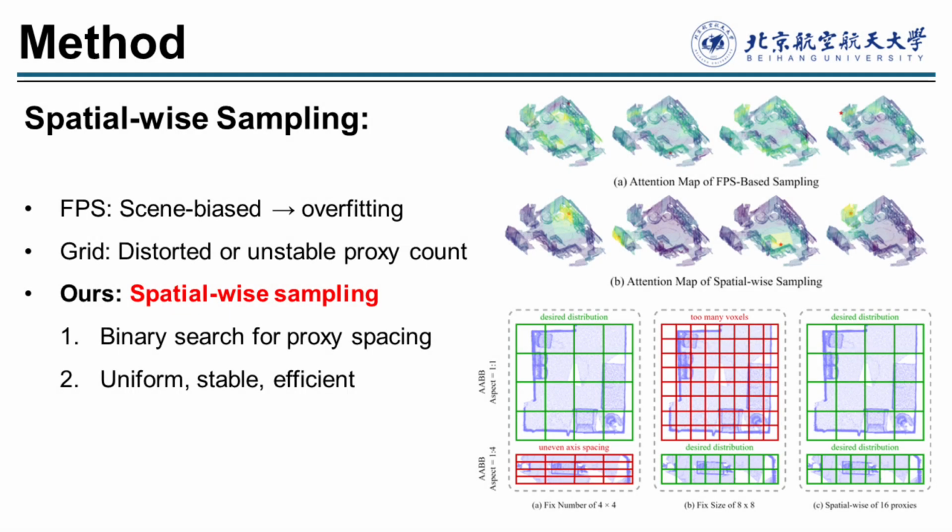Common sampling choices each have pitfalls. FPS can become scene-biased and overfit. Uniform grids may distort or produce unstable proxy counts as geometry varies. Our spatial-wise sampling performs a binary search over proxy spacing to achieve uniform, stable, and efficient proxy placement across scenes. This means the proxy set adapts predictably as density and scale change, crucial for indoor rooms, outdoor streets, and everything in between.